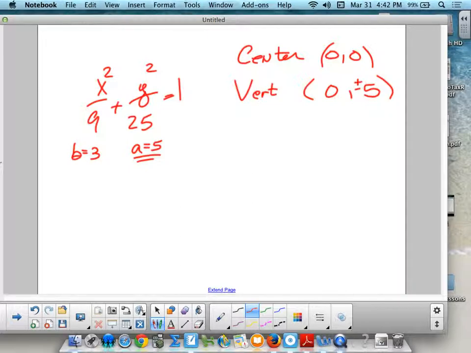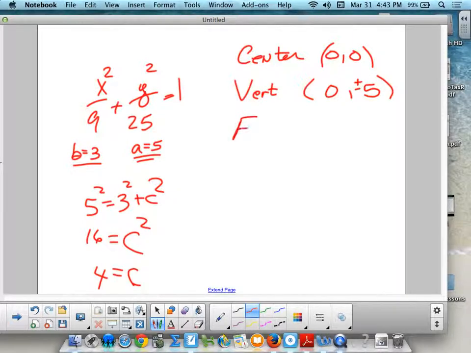Then, the B value doesn't really tell us much, but with that we can get basically the C value. C squared equals what? 25 minus 9, 16. C is 4. So with C being 4, to get the focus, I just move up 4, down 4. Up 4, down 4 will get you that.